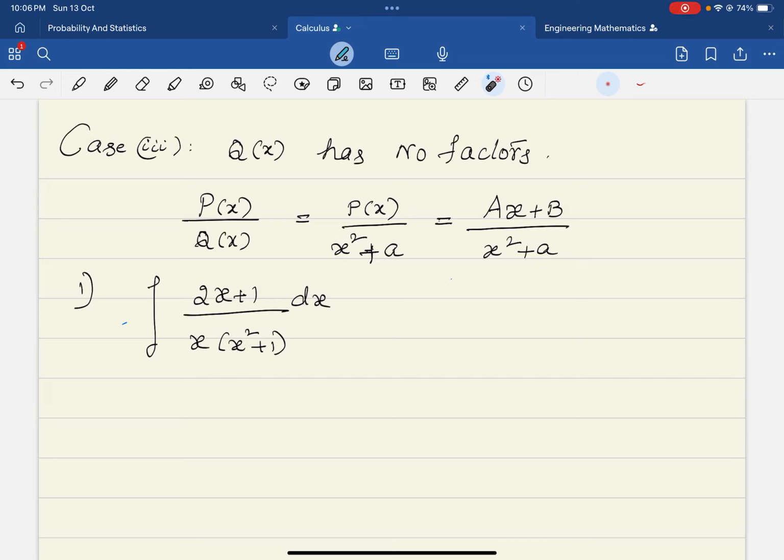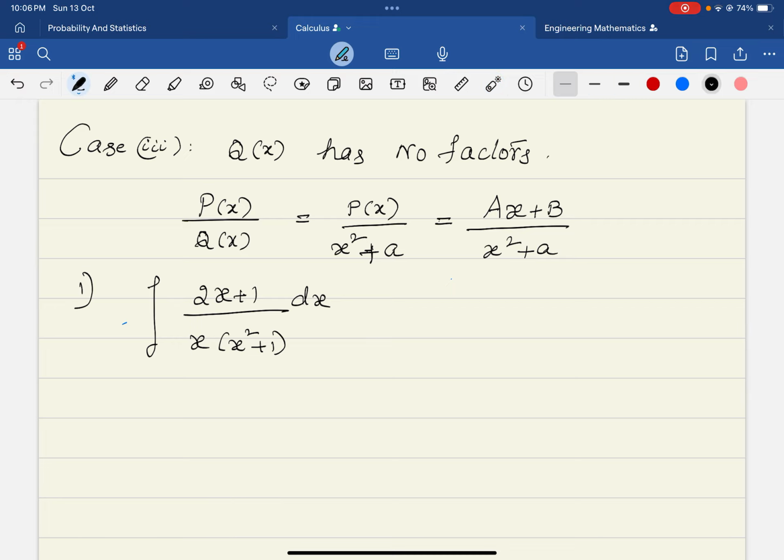Today I am going to teach case 3 of proper partial fractions. What is case 3? That is when the denominator q of x doesn't have any linear factors, suppose it is of the type x square plus a, then we will write the partial fraction as ax plus b over x square plus a. So this is case 3.